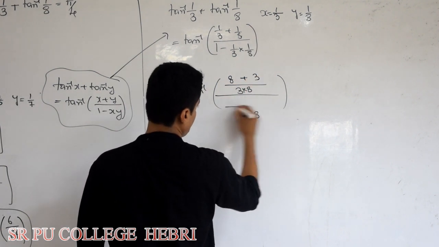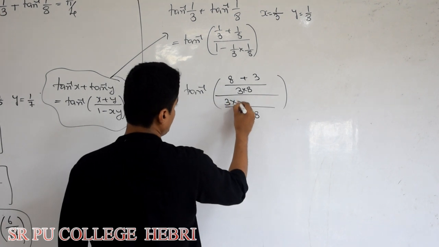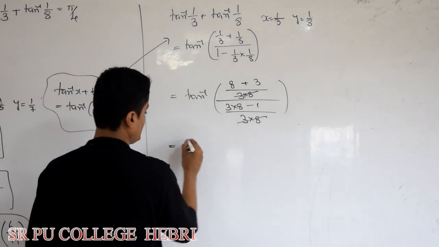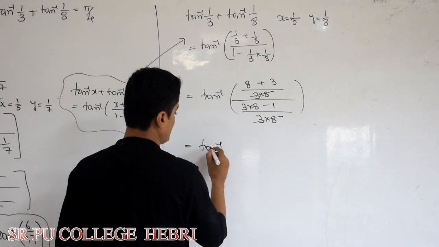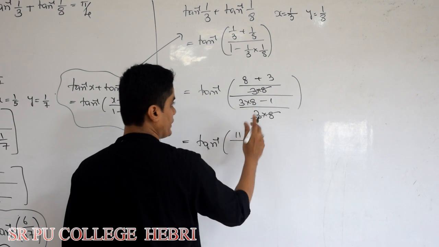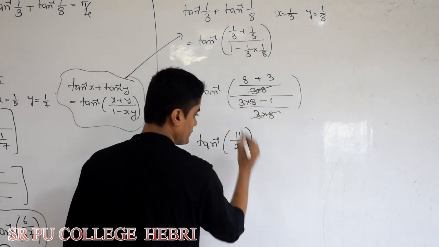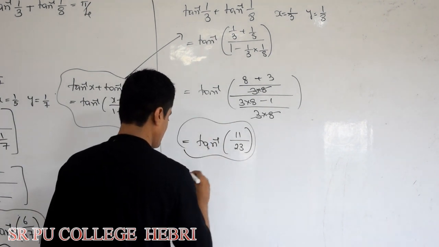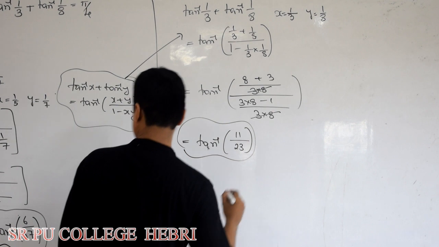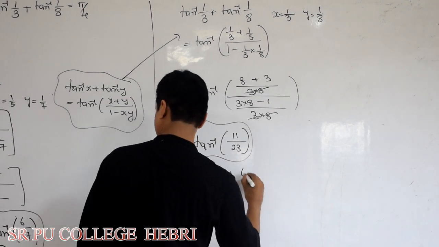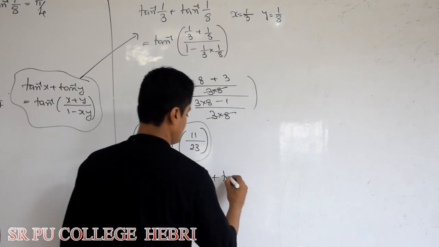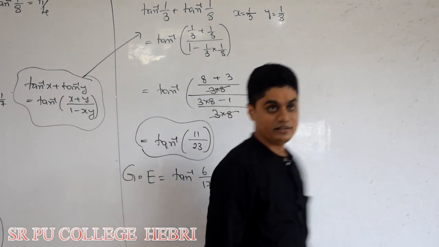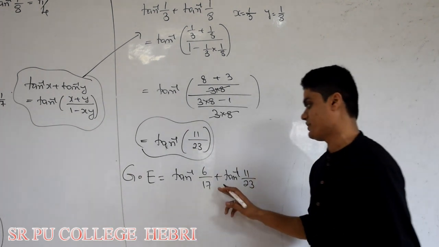The denominator LCM is also the same. 3 into 8 will come this side, minus 1. So these 2 get cancelled. It is nothing but tan inverse of 11 by 24 minus 1, 23. So this is the sum of the next 2 terms. So the given expression after this we can write as tan inverse of 6 by 17 plus tan inverse of 11 by 23. Again the sum of 2 inverse trigonometric terms.